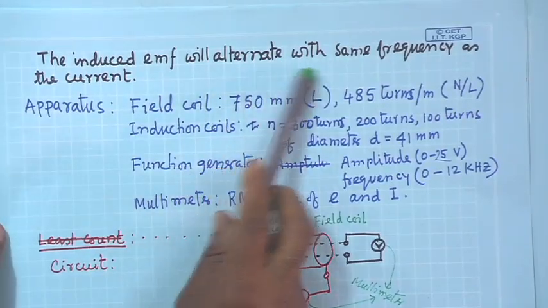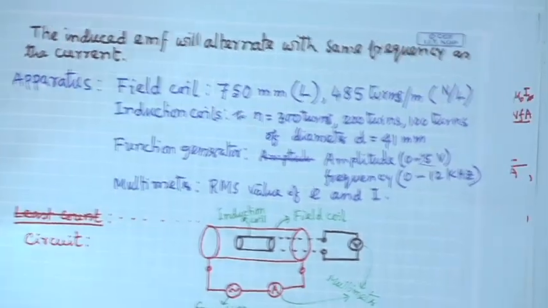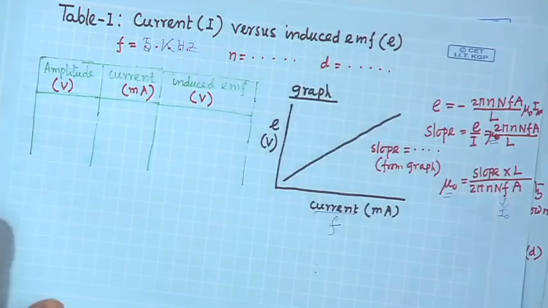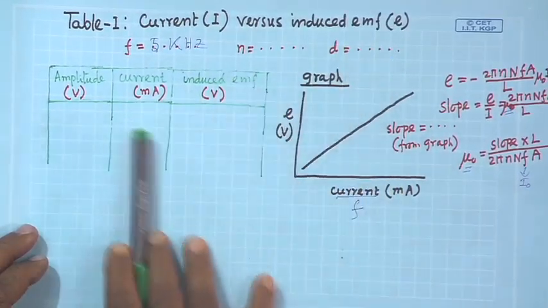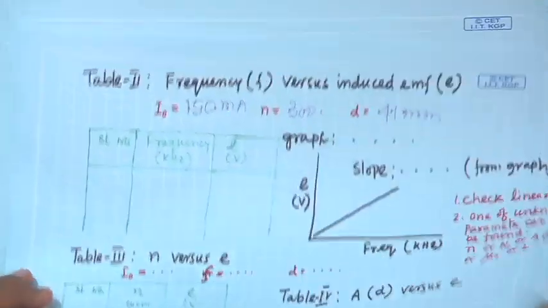The induced EMF will alternate with the same frequency as the current, okay? These things we have discussed. So this is basically Faraday's law of induction, and then we measured the current versus the induced EMF. Okay, so in this experiment on electromagnetic induction we have learned that if lines of force or flux link with a coil and that flux varies with time, there will be an induced EMF in the coil, and that induced EMF is proportional to the rate of change of the flux. Okay. So, that's what we have learned.